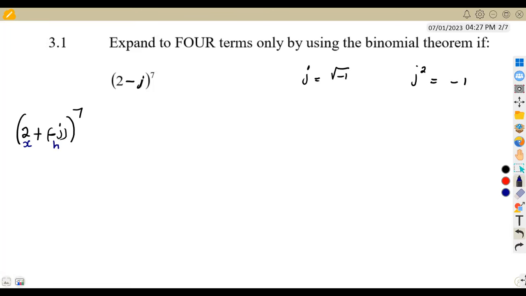All right, we saw from our formula that x is being taken from the first exponent. So this is going to be 2 to the exponent of 7. That is for x. For h, which is minus j, we are going to have minus j being raised to the exponent of 0. That is the first term, where we know that any number to the power of 0, guys, is 1. All right, so anyways, we are going to move on to the next term.